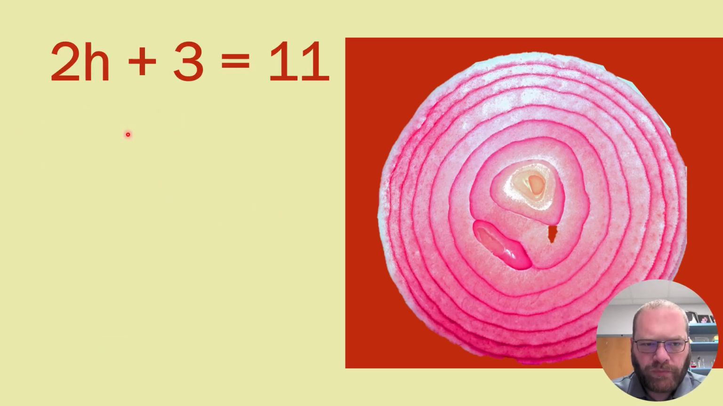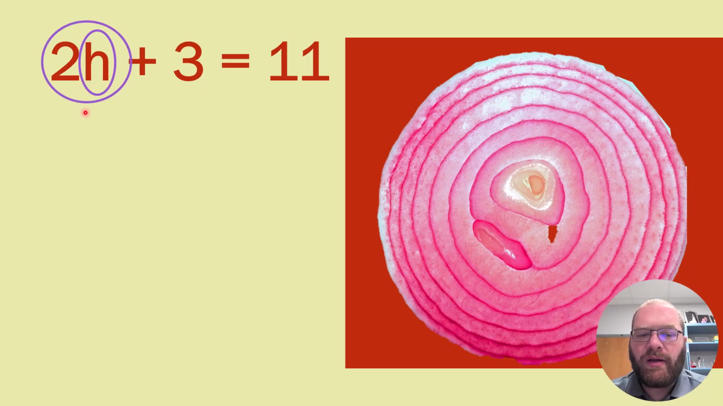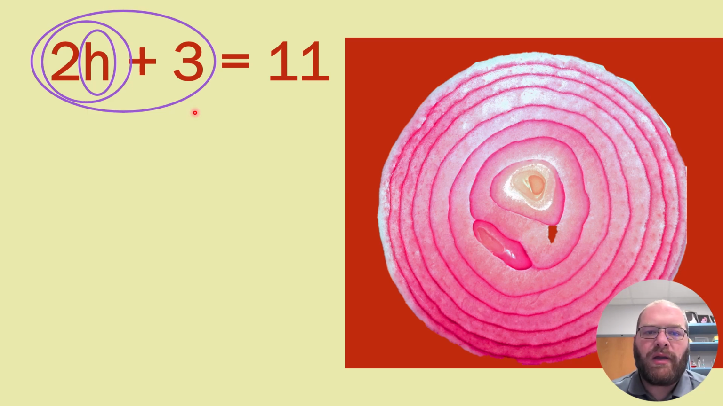On this one, again, the variable we're looking for is h. So we make that the center of the onion. Everything that is done to h adds another layer. It's multiplied by 2, so that becomes another layer. Then we add 3 to that, which becomes another layer. Once everything on this side of the equal sign is layered, we start working outside in. To undo the outside layer, plus 3, we subtract 3.